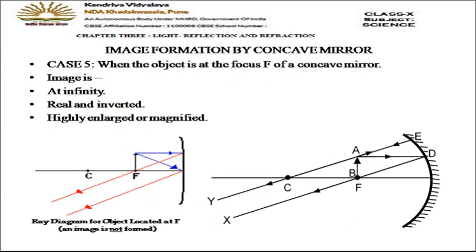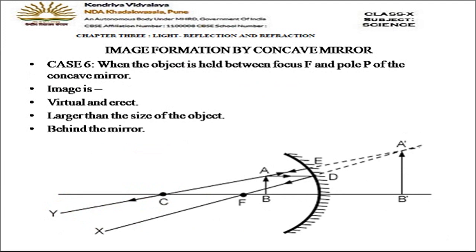Now let's move on to case number 6. Now when the object is held, we are coming even closer. In the last case the object was at F. Now the object is between F and P. This is our P point, meaning the center of the mirror. So it is between F and P. Alright, now what will happen? See, two rays we have to trace. One we can take which is parallel to the principal axis, and it will pass through F. So this is the reflected ray 1.